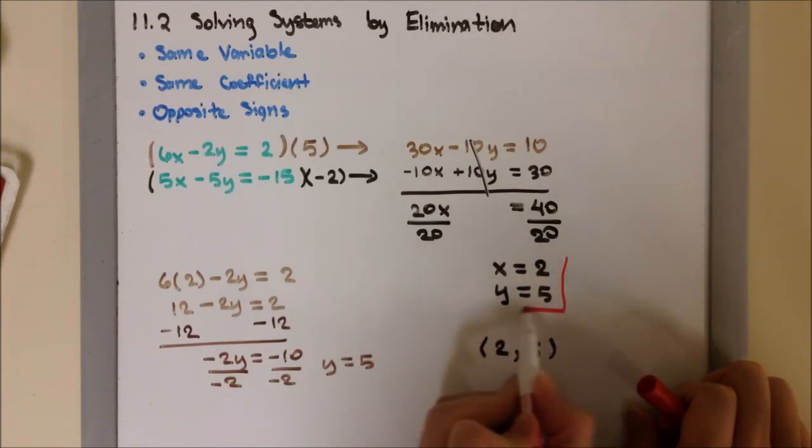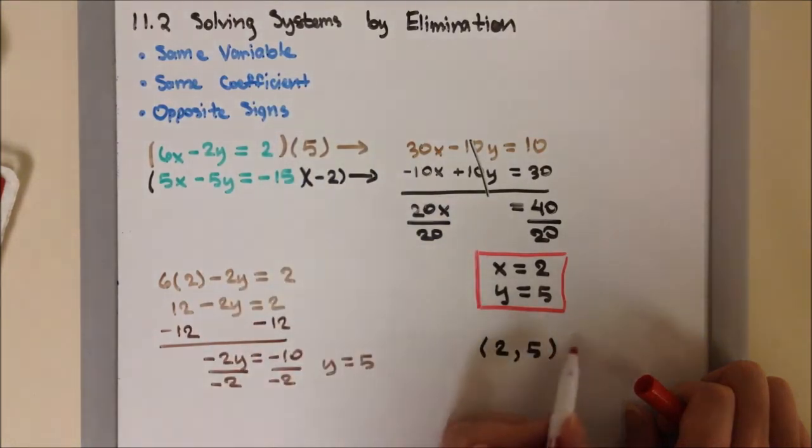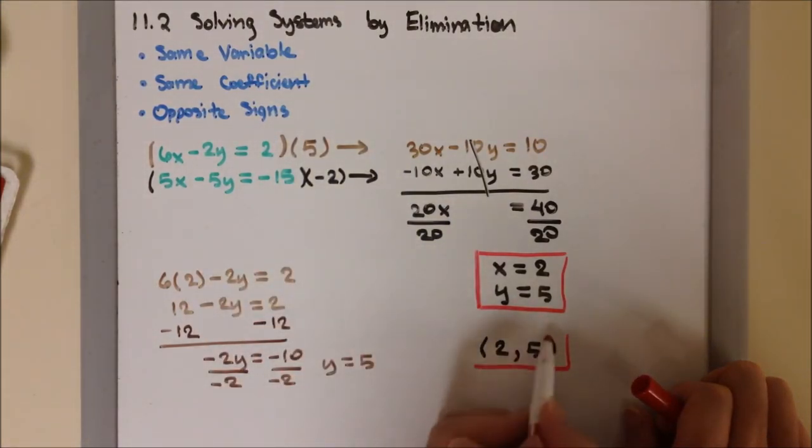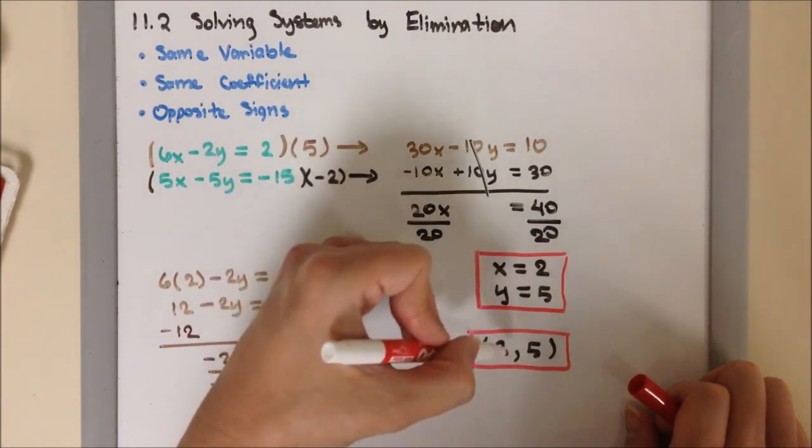Here's my x and y values. And then here, written as a coordinate point. Make sure, again, to distinguish between the x and y values, and the corner point.